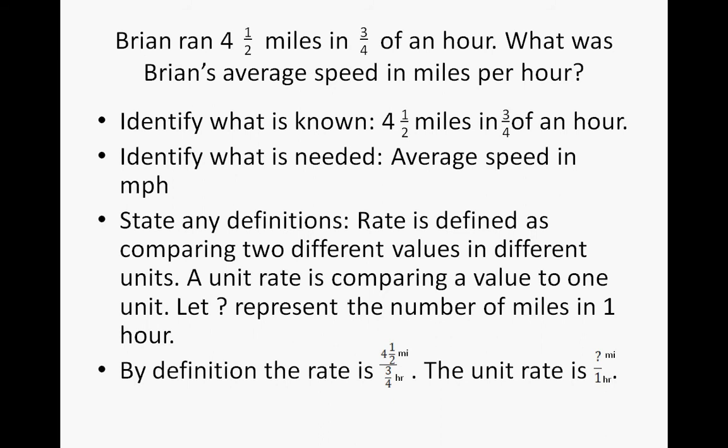And by definition, so another definition, in this case using the information that we have, the rate is 4.5 miles over 3/4 of an hour, because we can write this as a fraction. So what we want to find is the unit rate. So how many miles in 1 hour? Because the unit rate is defined as the value over 1, a unit of 1. So let's go ahead, we've set up our proportion. So 4.5 miles to 3/4 of an hour is equal to some miles over 1 hour.